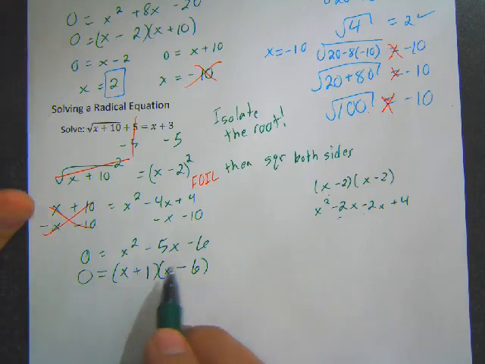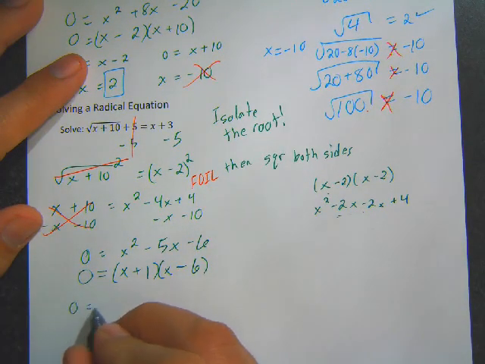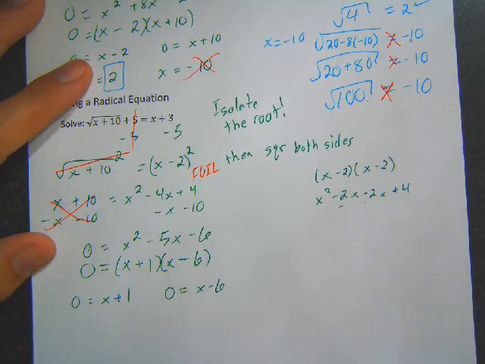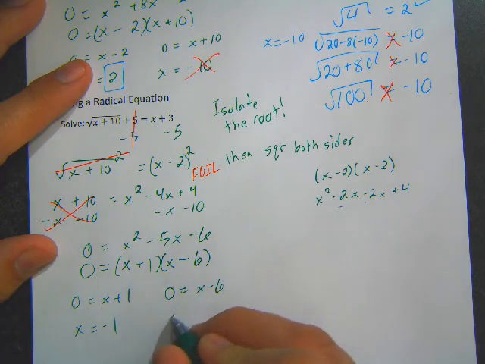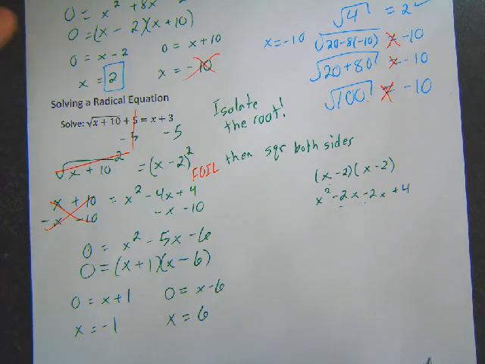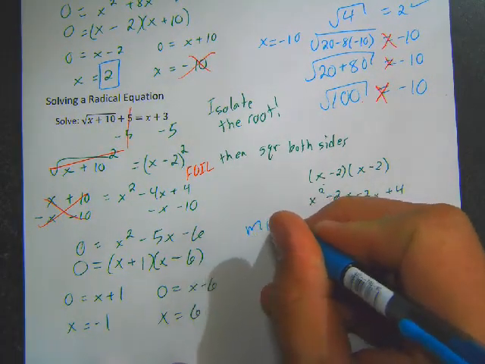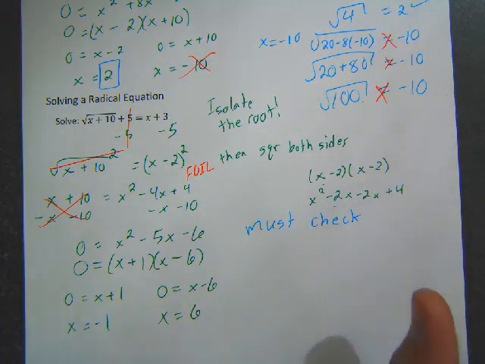Alright, so here I take both parts equal to 0, so I get 0 equals x plus 1, 0 equals x minus 6. Subtract 1 across, so we get x equals negative 1. Add 6 across, so we get x equals 6. And there's our 2 solutions. But just like on the previous one, we must check. Gotta go back and make sure these actually work. It's always possible that you get answers that don't work. They could both fail, so you have to check both.